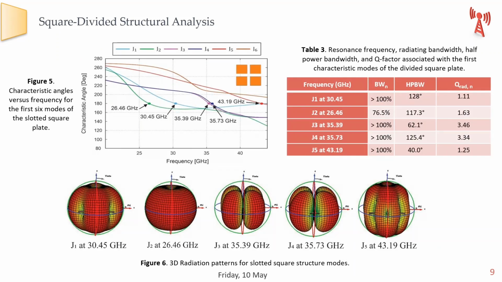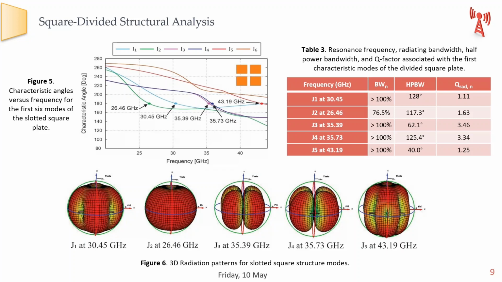The second part of this study is about a square metallic plate that has been divided into 4 smaller patches of equal size. Figure 5 illustrates the frequency variation as a function of the characteristic angle for the first electric resonance modes of this structure. Our analysis has revealed the presence of 5 distinct resonance modes.